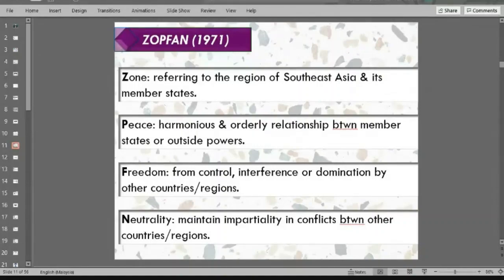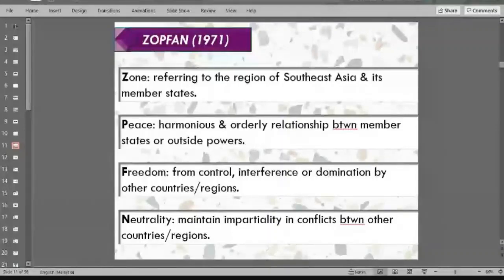And then peace, referring to ASEAN wanting to establish a peaceful and orderly relationship between each other, between the member countries, as well as establishing peaceful and orderly relationships with other countries around the world, regardless of their ideology. So it doesn't matter whether you are a democratic nation, whether you are a communist nation, ASEAN wants to establish peaceful relations with any country. Right? Again, regardless of the ideology.